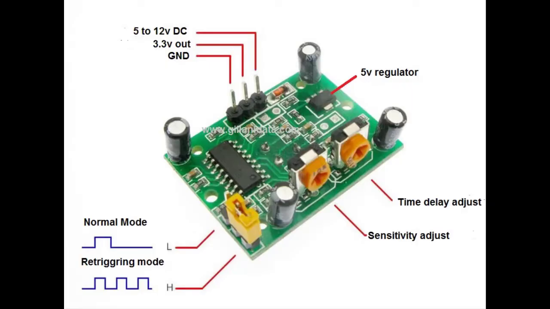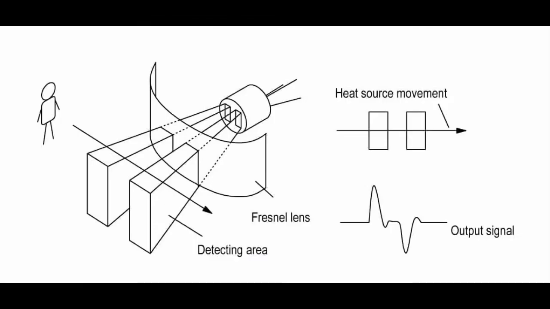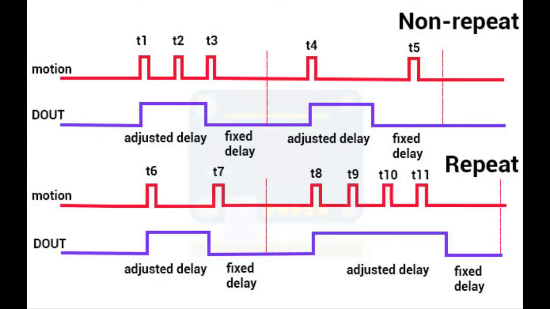The second mode is re-triggering mode. In this mode, when the PIR sensor detects motion, it sets the output to high until a set adjusted time, but if it detects motion during its output high state, it again triggers the sensor to increase the output high period of the sensor. In re-triggering mode, T6 is the first motion detected. T7 does not trigger the sensor because it is within the fixed delay interval. T9, T10, T11, which occur after T8 triggers the sensor, extend the time delay since they occurred within the adjusted delay interval.